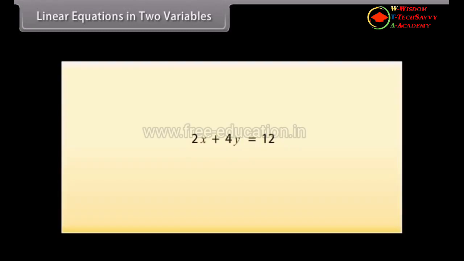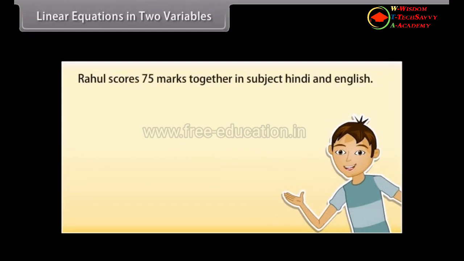Linear equations in two variables. A linear equation can have more than one variable. Here we will study about the linear equations in two variables. Let's take an example. Rahul scores 75 marks together in subject Hindi and English. Now, how can we express this information in the form of an equation?